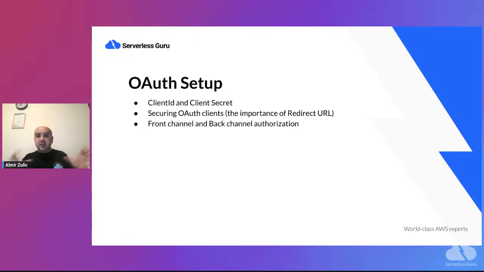Client ID, client secret: I already said these are the username and password for the application itself. You can think about them in that way. So when securing OAuth clients on single page apps, desktop applications, and mobile applications, you are providing only the client ID. You don't provide the client secret, because somebody can take it, decompile it, and impersonate your application.